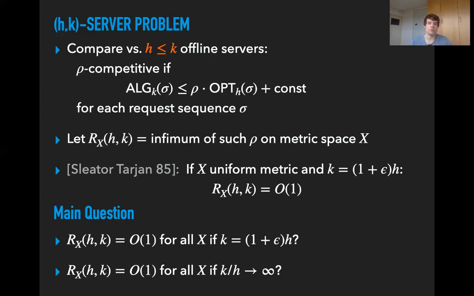So the main question motivated by this is: is this true for every metric space? Is it true for every metric space X that if k is just an arbitrarily small factor larger than h, the competitive ratio will drop to a constant? Or one can ask a weaker question: is it true at least when k over h goes to infinity that the competitive ratio becomes a constant? This is the question that we're going to be concerned with today.